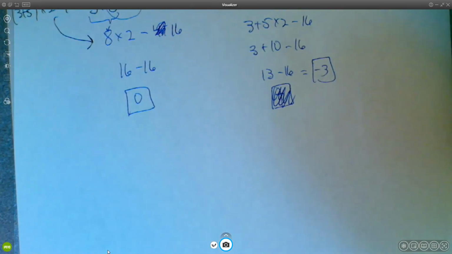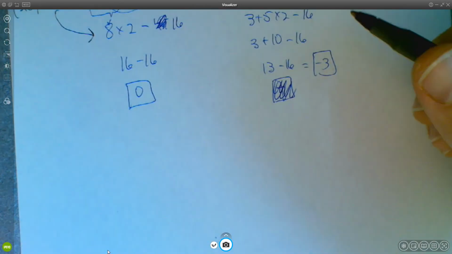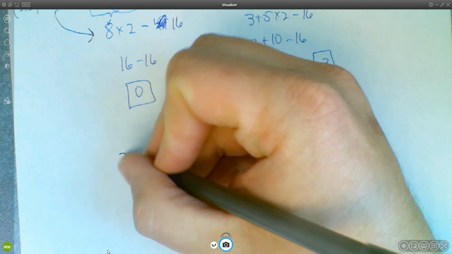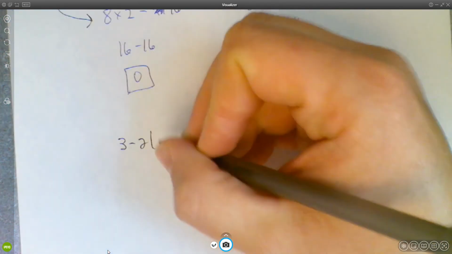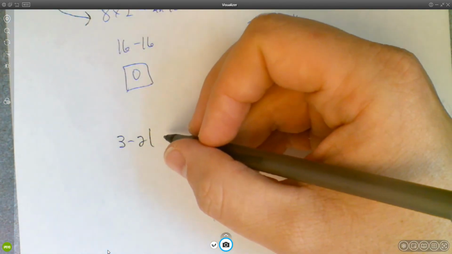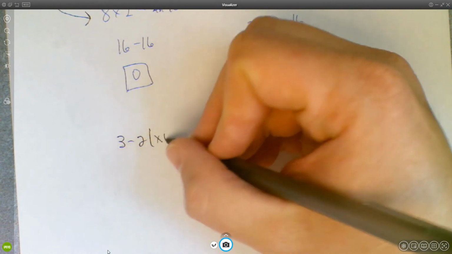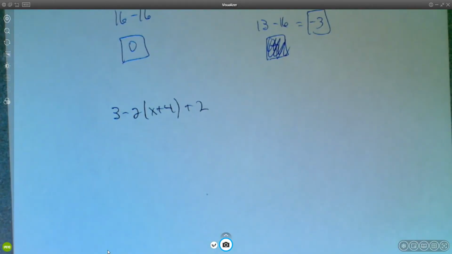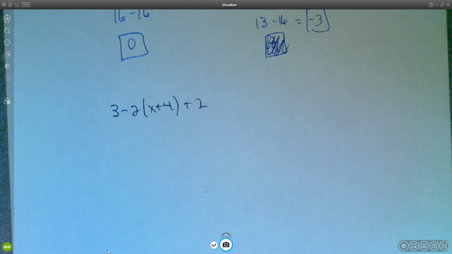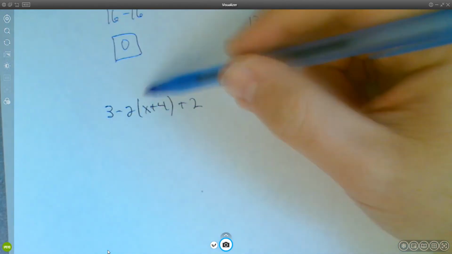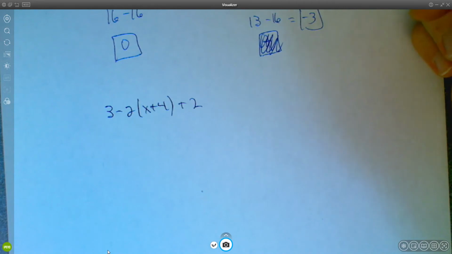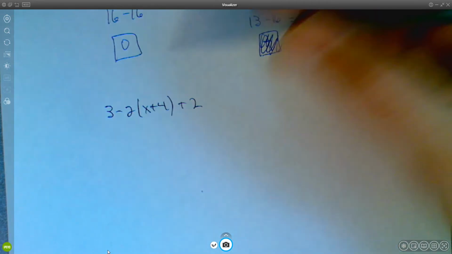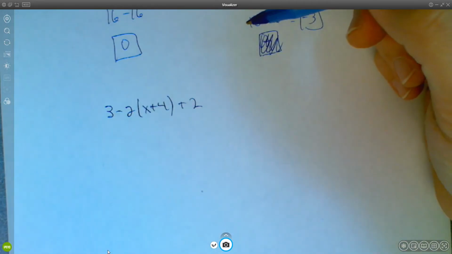Here's another thing. Let's say that you had something like 3 minus 2 times, I don't know, x plus 4 plus 2, or something like this. You cannot combine the x and the 4 because they're not like terms. So the only way you can really simplify this would be to distribute that 2.